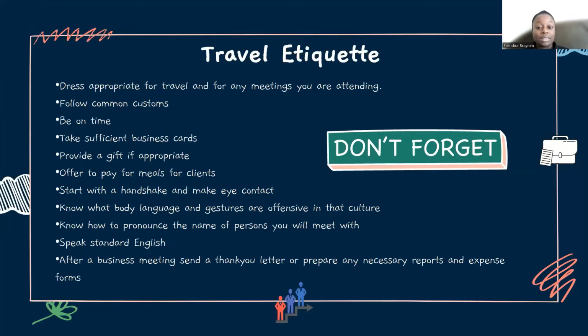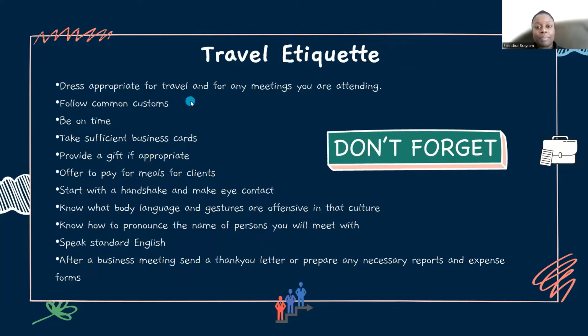When we talk about itinerary and travel, some things you want to note as well is having proper travel etiquette. And so it's more than just making sure you have brought everything that you're supposed to bring, but you also need to act a certain way accordingly as well, or pay attention to certain things as you travel. You want to make sure you dress appropriately for travel and for any meetings you're attending.